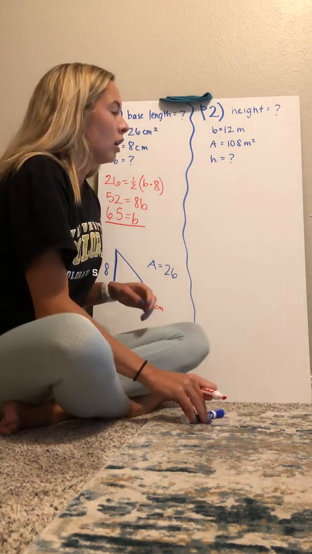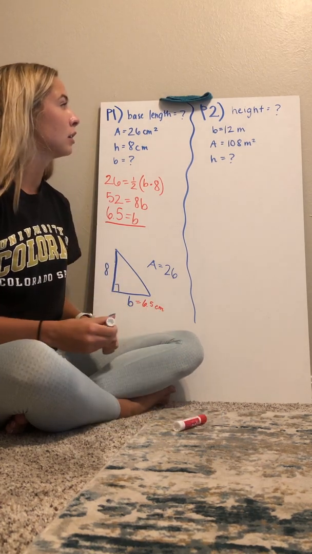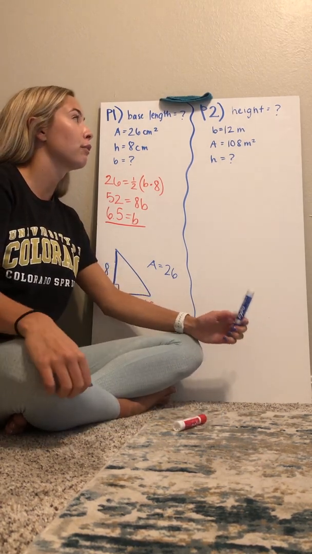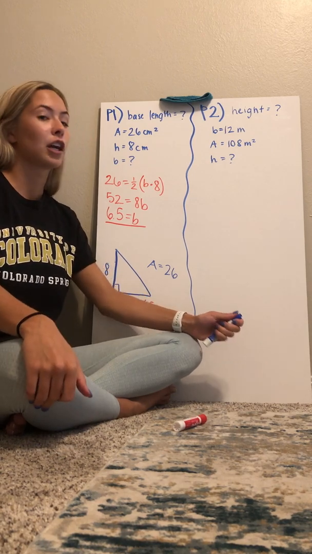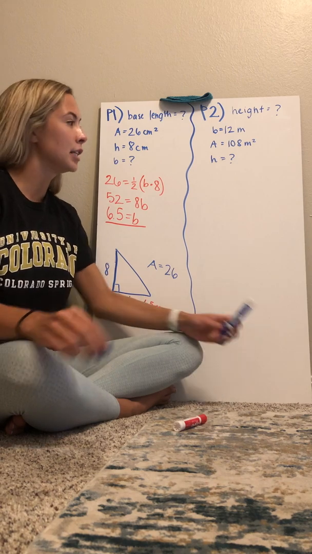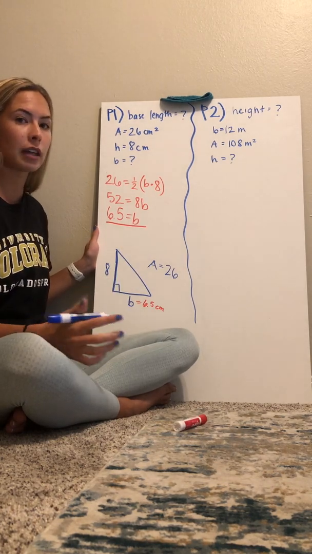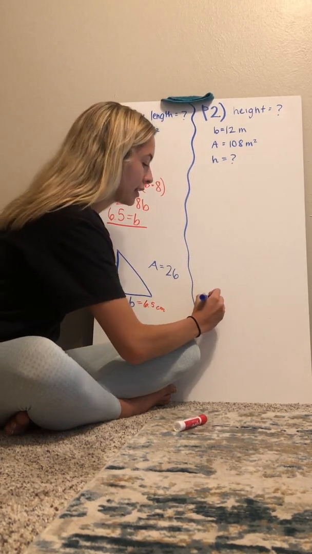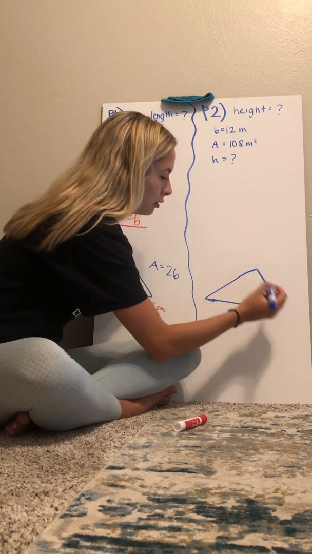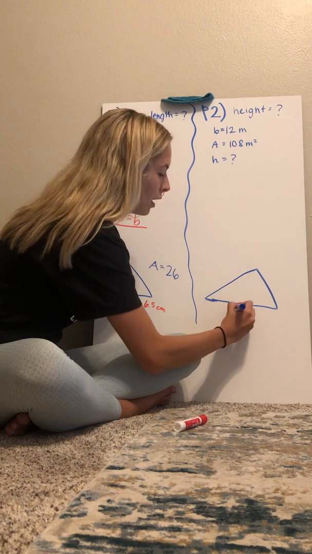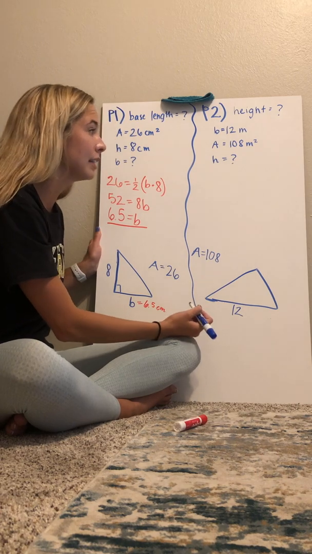Now, take a look over here. We're going to do something very similar, but now we are looking for the height. So our base is 12 meters, our area is 108 meters squared, and our H is unknown. I'm going to draw a picture. You can do another right triangle, that way it's easy for you if you end up drawing something different. I'll just show you an example. So our base is 12, our area is 108, and our height is unknown.